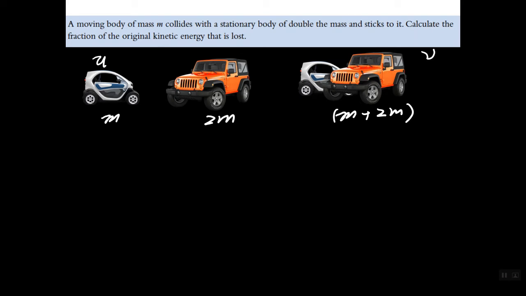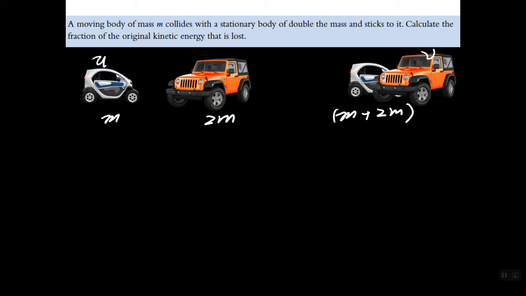A moving body of mass m collides with a stationary body of double the mass and sticks to it. Calculate the fraction of the original kinetic energy that is lost. The first body moves forward and collides, and then they move together, right?